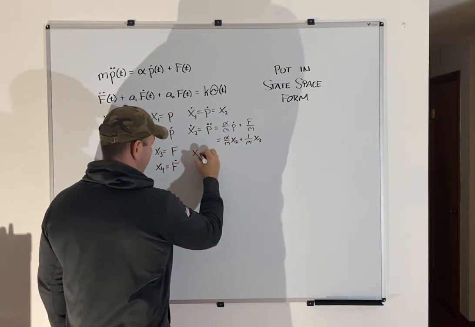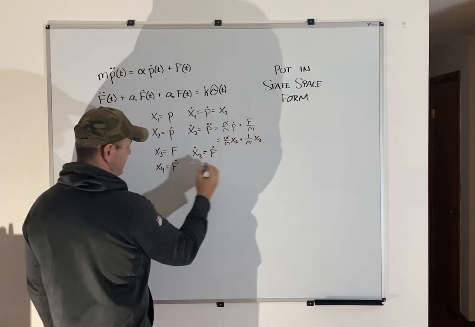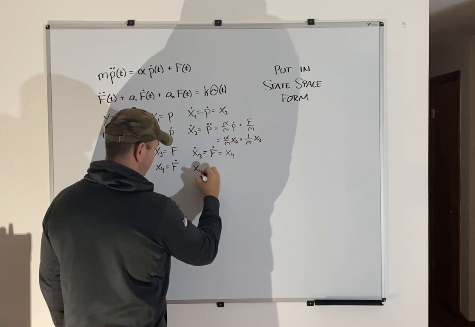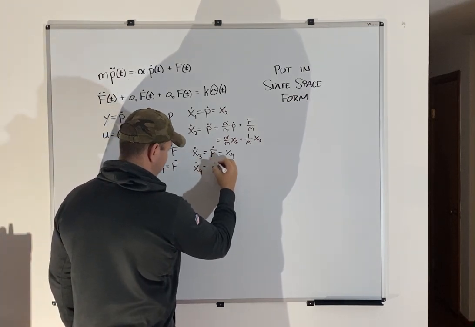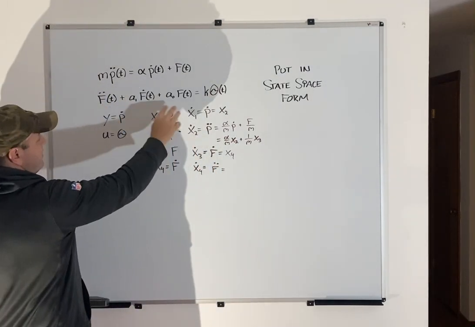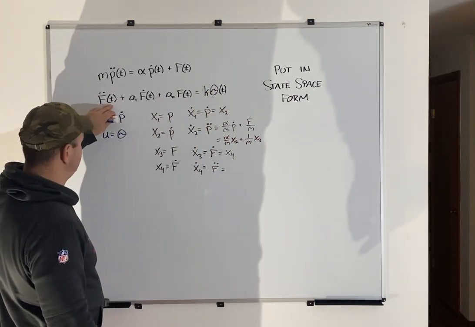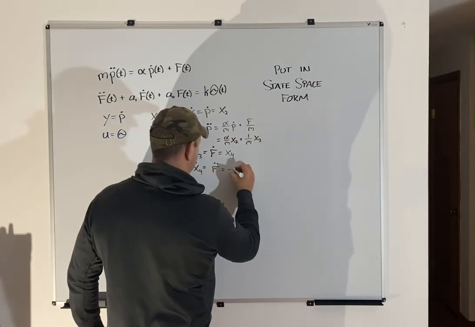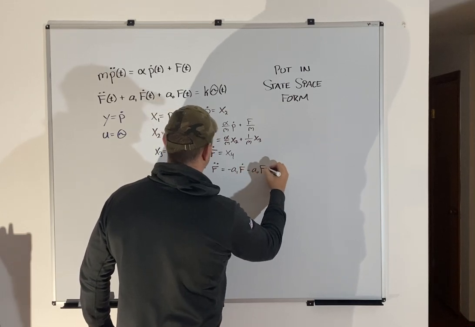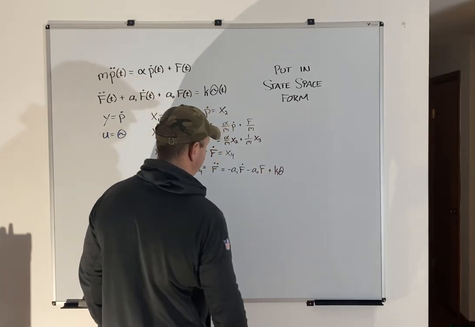Now we'll go X3 dot, which is equal to F dot, and F dot is equal to X4. Now X4 dot is going to be equal to F double dot, which, again, we're going to have to do some manipulating here. We're going to move these over to the right side, and that'll leave us with just F double dot. So F double dot is going to be minus A1 F dot minus A0 F plus K theta.